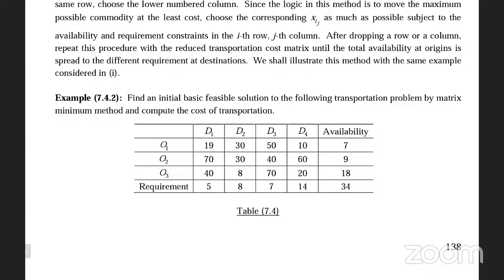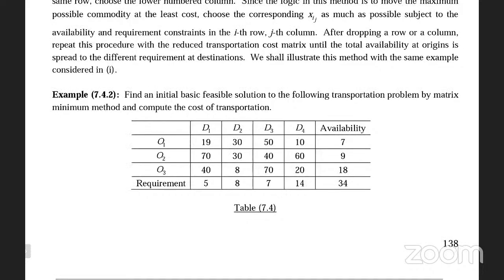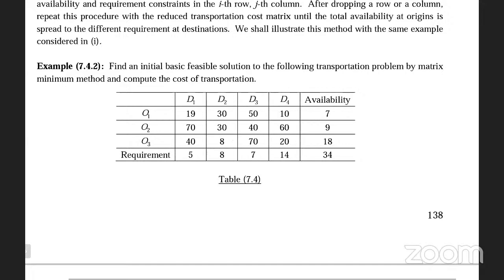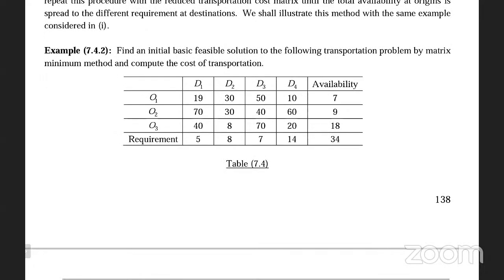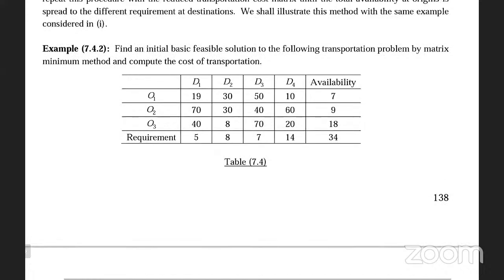Now, here, matrix minimum. Minimum means it is the lowest cost. Origin 1 and destination 1. Which is the minimum? 19, 30, 50, 10, 70, 30, 40, 60, 40, 8, 70, 20. In that, which is the minimum cost? Transportation shipping cost is minimum. 8 only. Cost, not the availability and requirement.